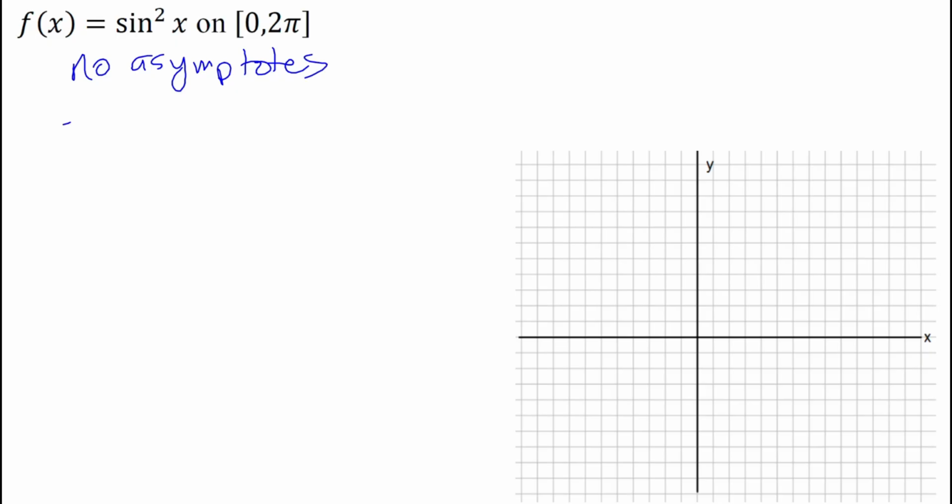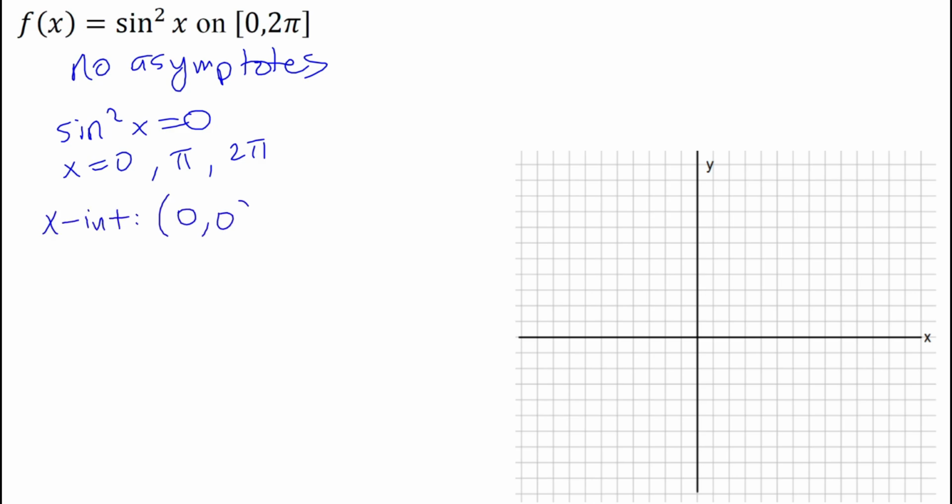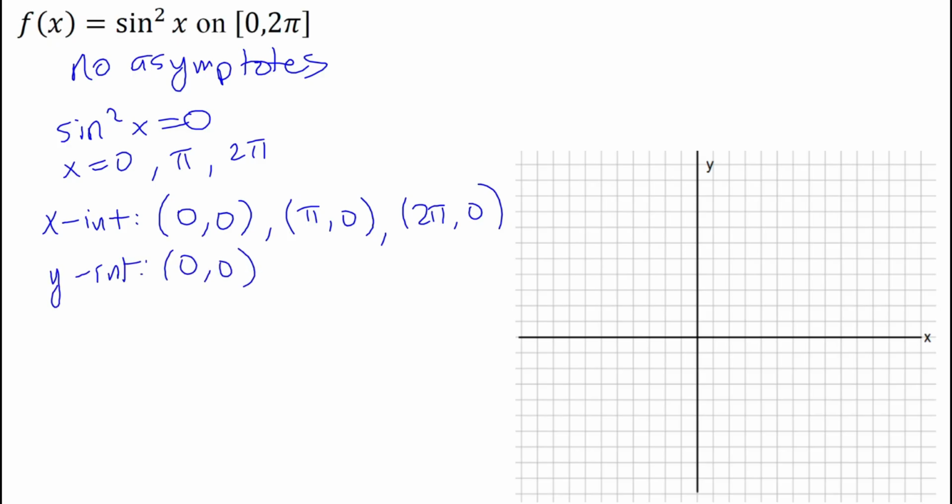We'll set the function equal to 0. So we want to know, when does sine squared x equal 0 for our x-intercepts? Well, that happens when x is 0 and pi and 2 pi on our interval. So our x-intercepts are going to be 0, 0, pi, 0, and 2 pi, 0. And then the y-intercept, since we have 0, 0, that's just going to be our y-intercept as well.